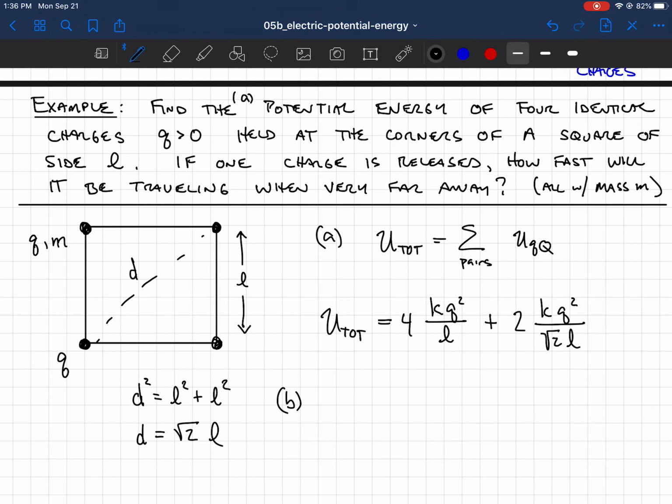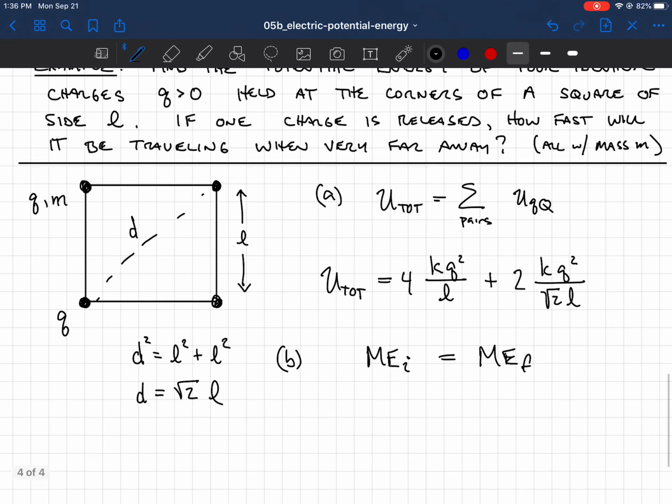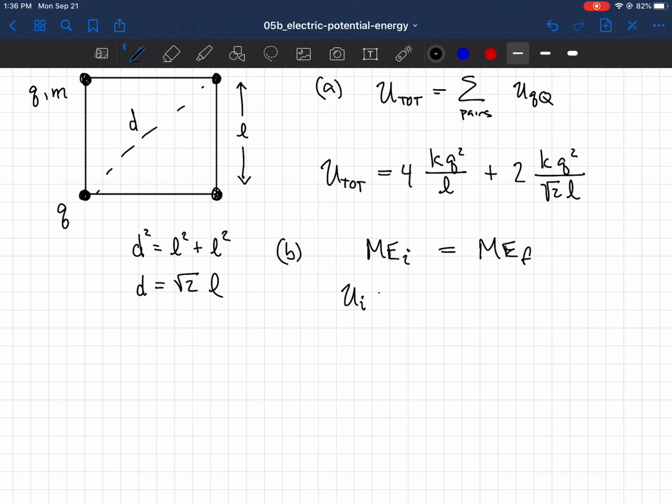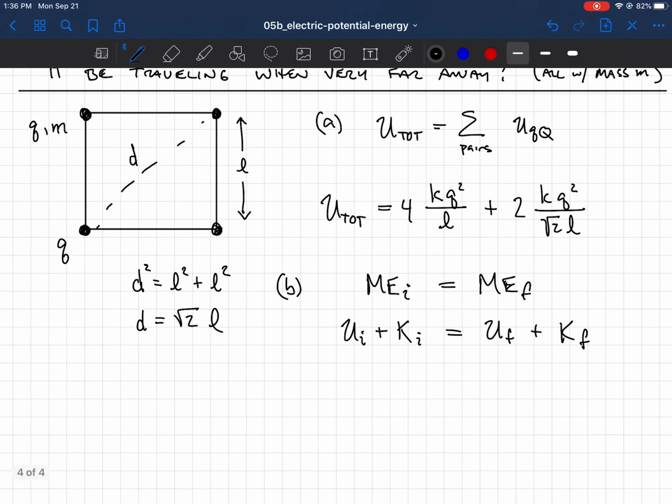So how do we answer this question? Well, we use conservation of energy. So mechanical energy initial is equal to mechanical energy final. That is, the initial potential energy plus the initial kinetic energy is equal to the final potential plus the final kinetic energy. We'll take our initial condition to be just what you see in the picture, and our final is going to be, you have these charges still here, but then way off in the distance, you have that third charge, and it's moving with some v final away. So that's our final case.